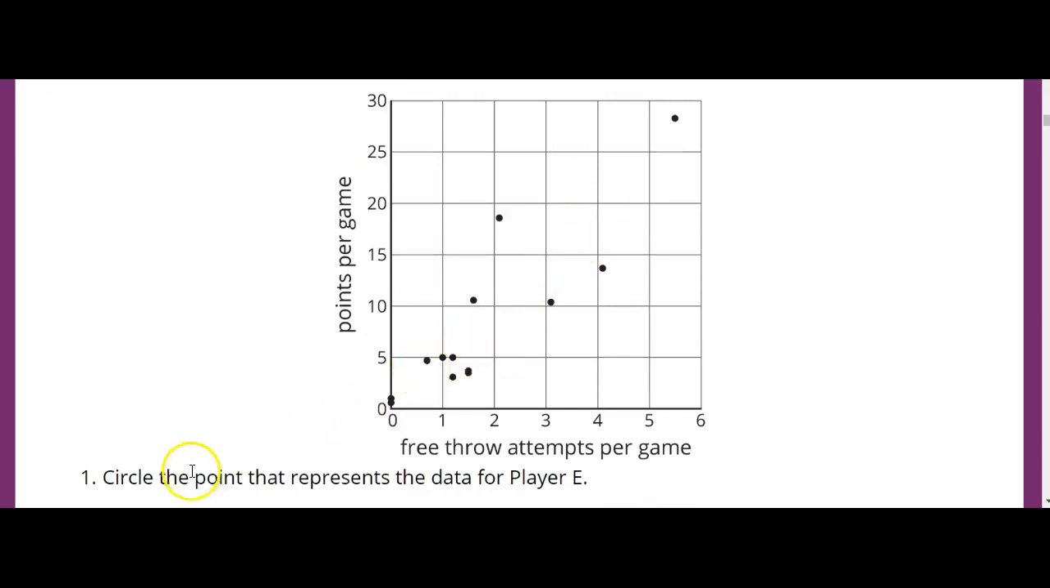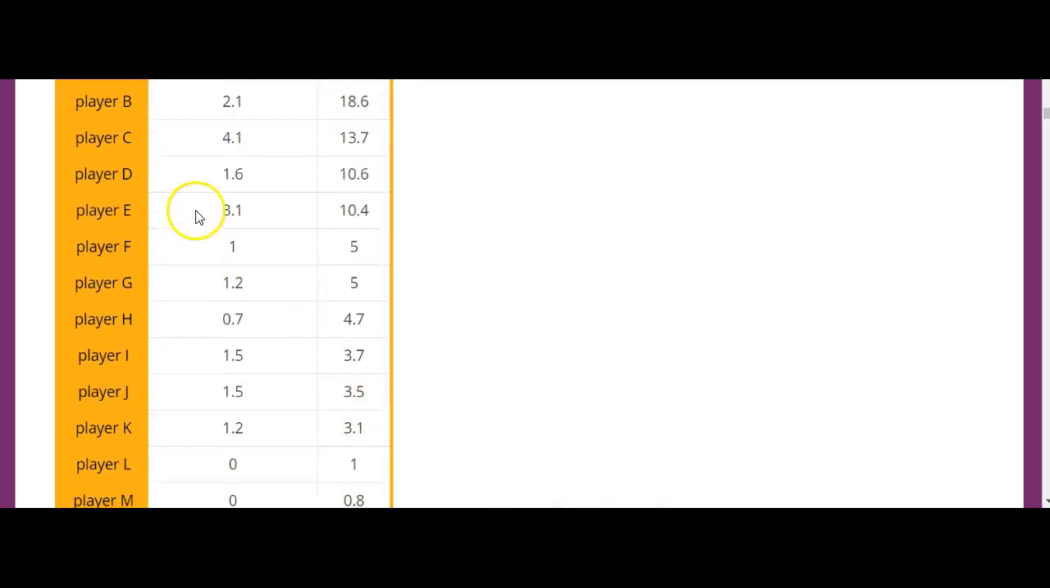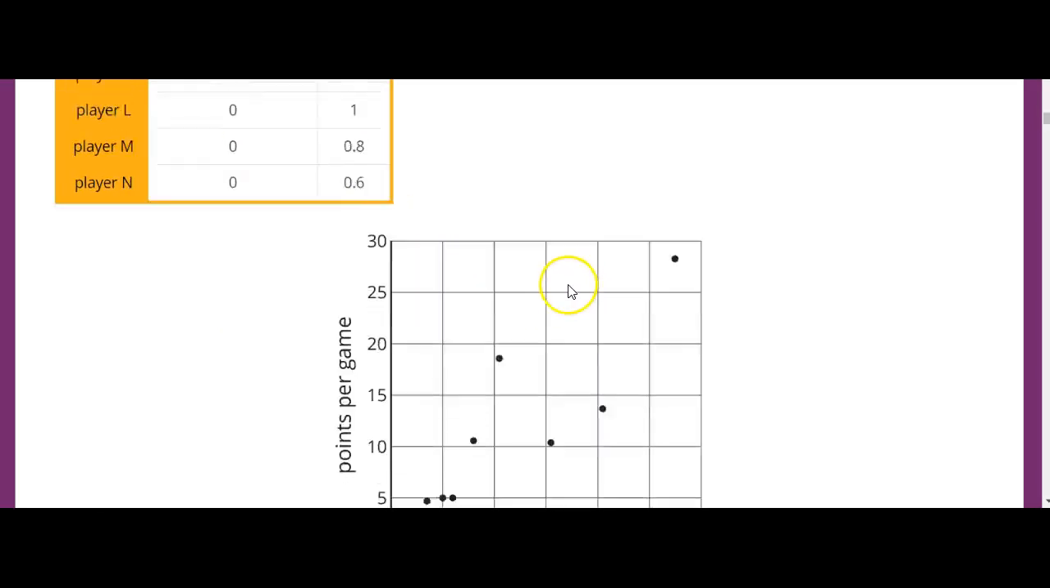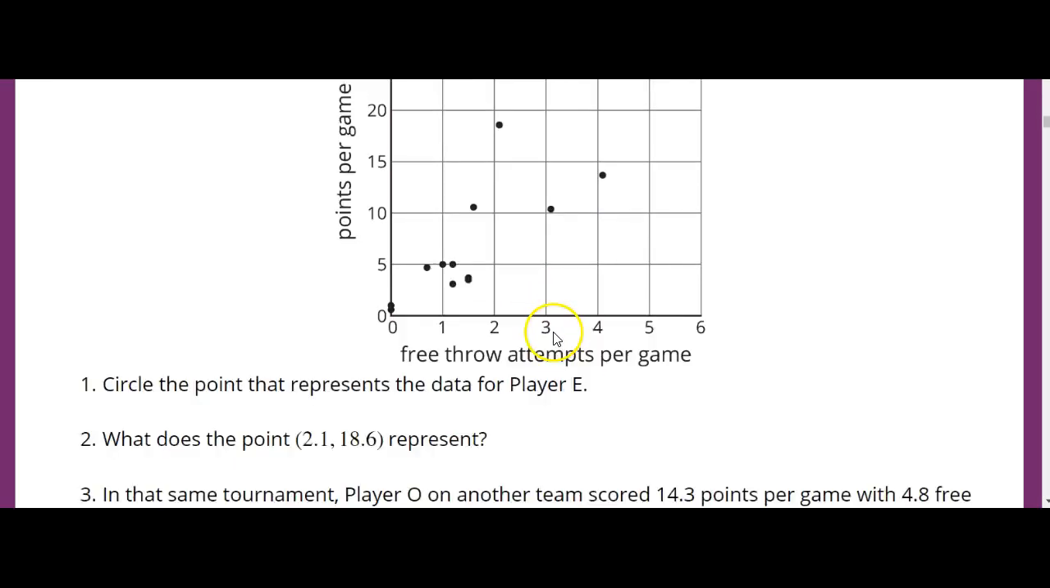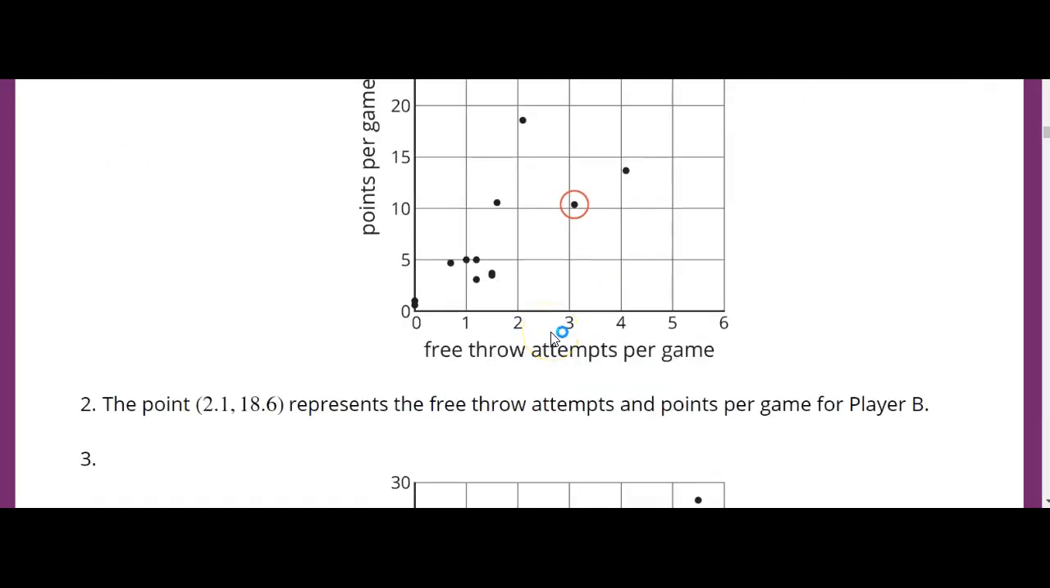Okay? And it says circle the point that represents the data for player E. Well, player E was 3.1 free throws, 10.4 points. I'm going to come here. 3.1 would be right about here. And there's 10.4 right about there. So that one I would circle as player E. Okay?